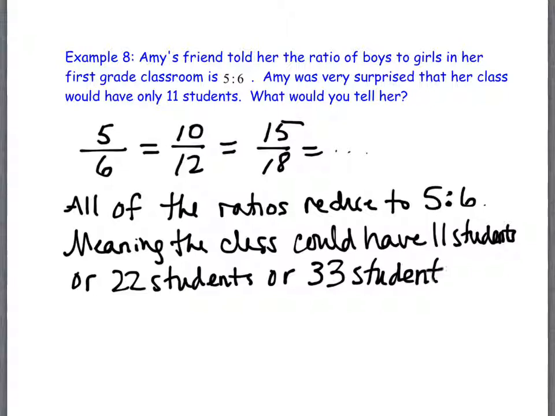Bless your heart if you're in that classroom. I hope they give you at least 2 aides. You might need it with 33 kids. That's a lot of kids in a classroom.